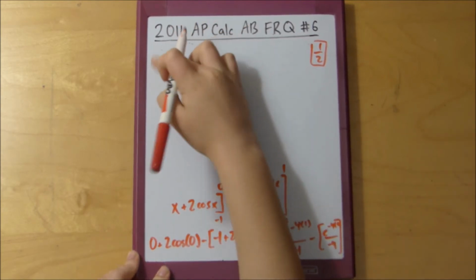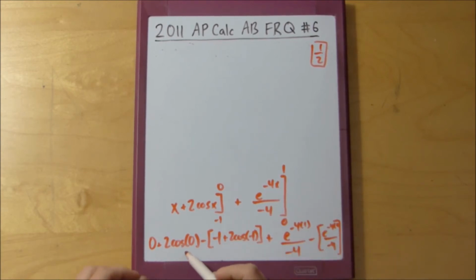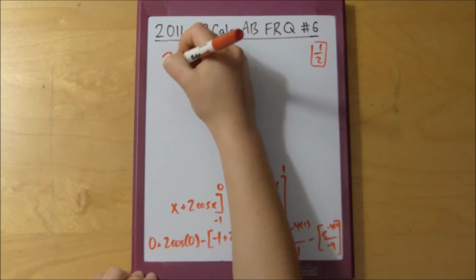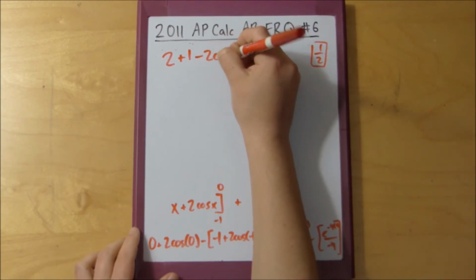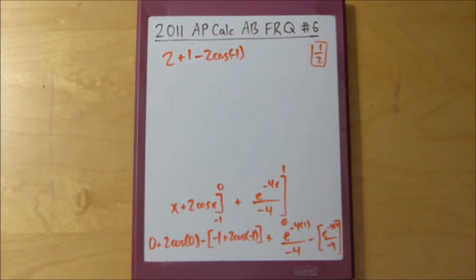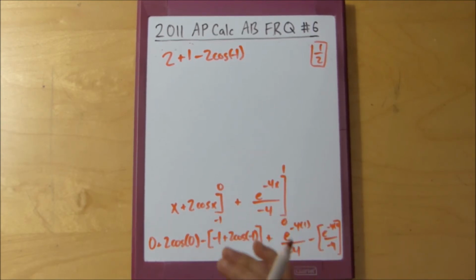So 0 plus 2 times cosine of 0. Cosine of 0 is 1, so we know that this is 2. Then it's minus a negative, so it's now positive, so plus 1. And then it's minus 2 cosine of negative 1. Because we don't know what cosine of negative 1 is, I'm just going to leave it that way, because you don't always have to simplify your answer to the most simple way. If you don't know what cosine of negative 1 is, you're not going to waste your time trying to figure that out, right? Just leave it that way.